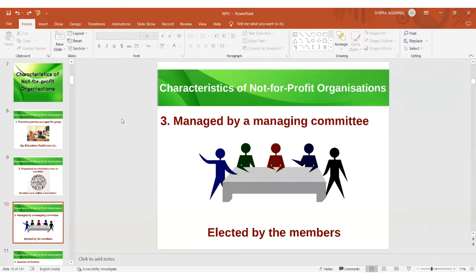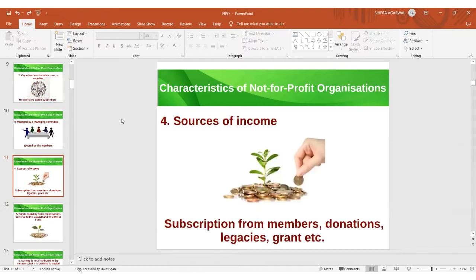This managing committee is elected among the members, right? So that means from all the members who are the subscribers of that particular organization, a particular group is elected as the managing committee. Then see, to run any organization, you cannot expect that the organization will run free of cost. It requires funds for its day-to-day operations. And for those day-to-day operations, you have to see from where you will get those funds, right?